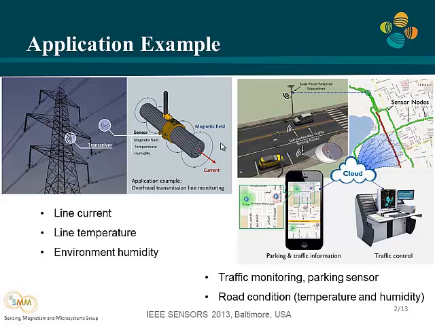Another application is traffic monitoring as well as parking sensors, because magnetic field can be used to detect the car, and the road condition can be monitored through the temperature and humidity measurement. One thing I have mentioned is that the passive and wireless features are of great interest for those applications because of the unlimited lifetime of the sensors and the remote access.